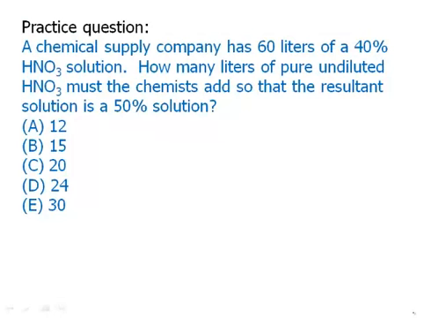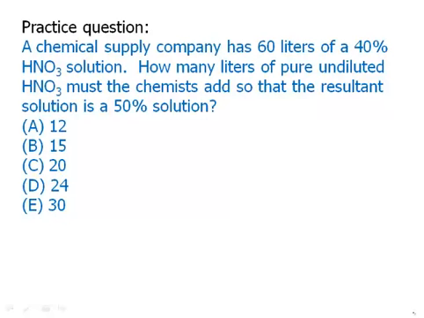Here's another practice question. Pause the video, and then we'll talk about this. Okay, this is a mixture problem. If you haven't seen the video on mixture questions, it may help to go back and watch that video before talking about this particular problem, because this particular problem depends on knowledge of that video.